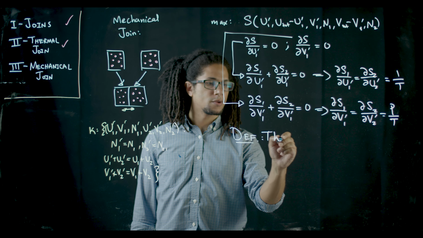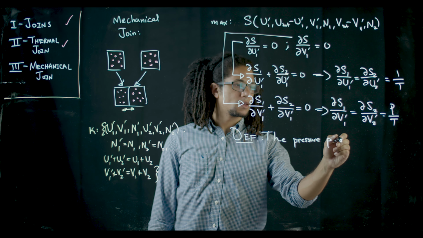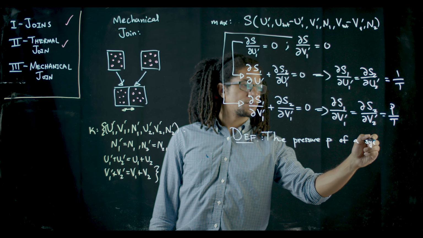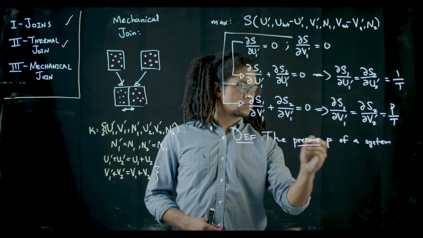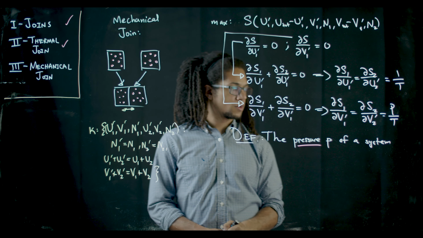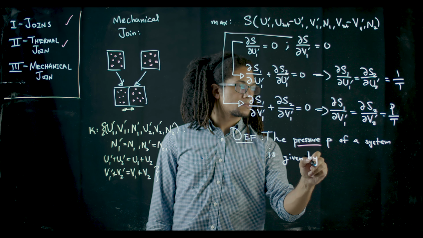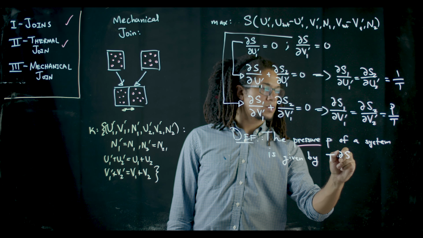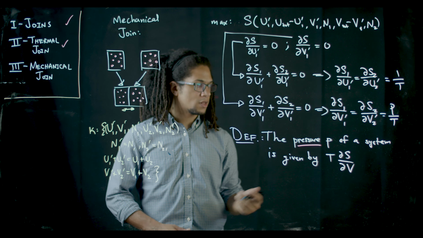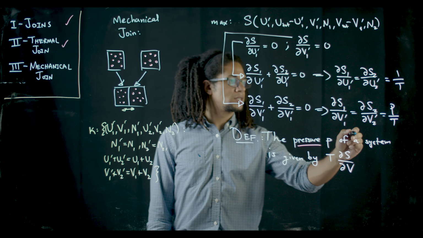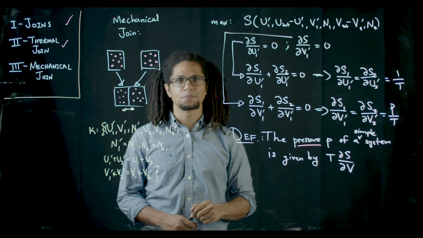the pressure P of a system is given by T times the derivative of its entropy with respect to V, where again I've removed all subscripts and things of that nature because we're only talking about a single simple system in this case, just like we were with temperature.